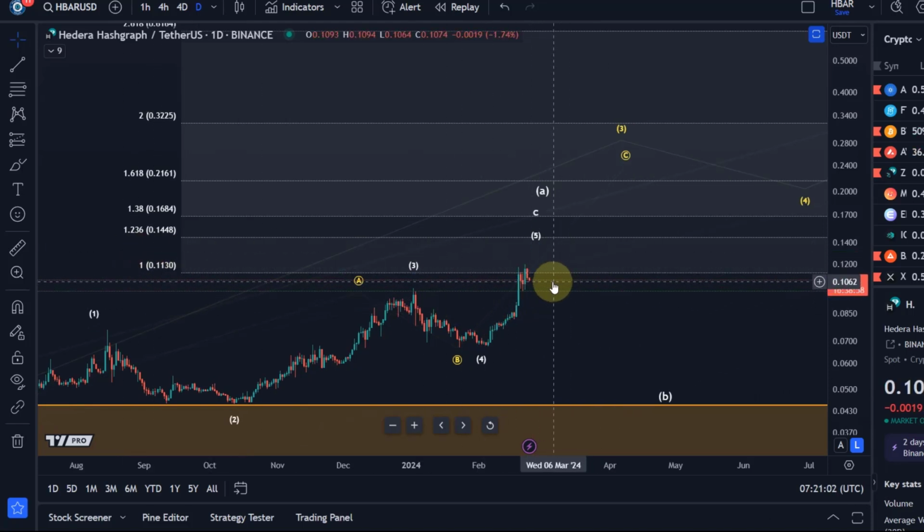So what happens if we push higher? At the moment, it seems like HBAR might want to push a little higher. Next levels are 14.5 cents and then 16.8. This would also still be relevant for a C wave, absolutely, in white, wave C of A.